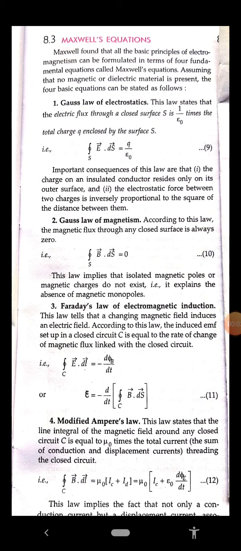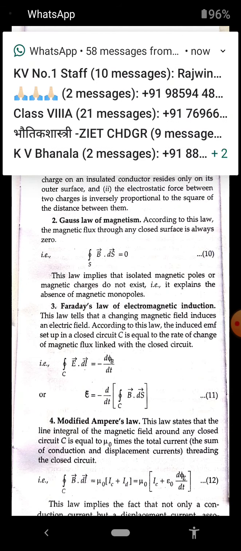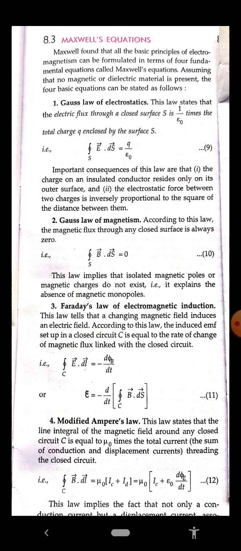Okay, welcome back students. So we have discussed Maxwell's displacement current, and we have discussed that there are four fundamental equations which comprise the whole electric field concept and the magnetic field concept in physics. So in the second topic we are studying about the Maxwell equations.